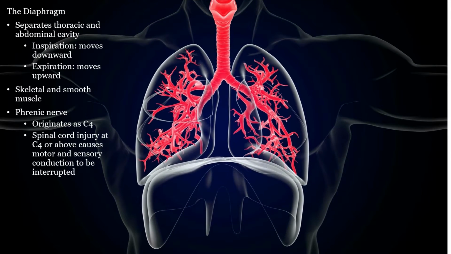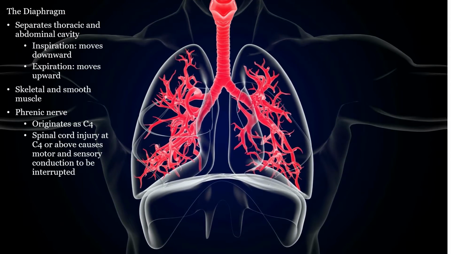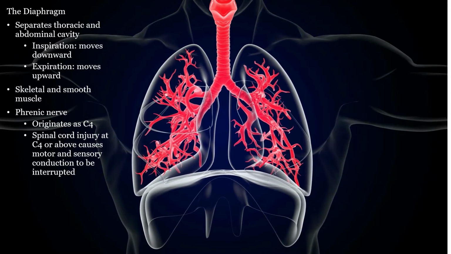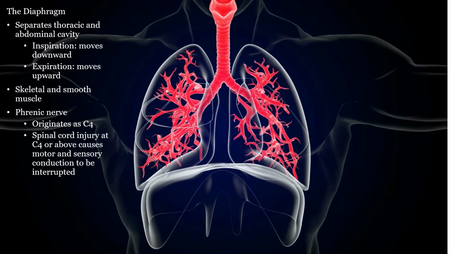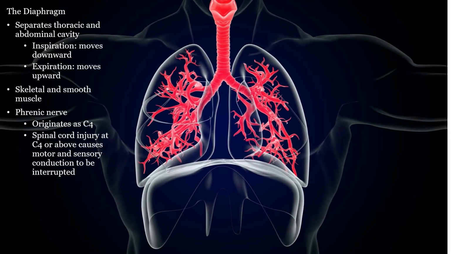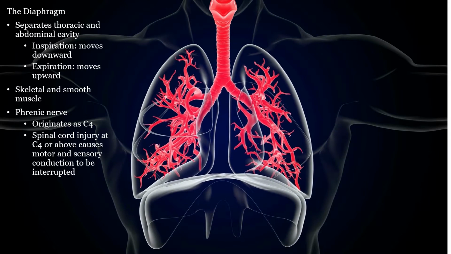The diaphragm is an essential muscle for the respiratory cycle. It flattens for inspiration and domes for expiration. It is innervated by the phrenic nerve, which originates at C4, and any spinal injury above this level will result in a patient who must have a ventilator to live, as the diaphragm will no longer function.